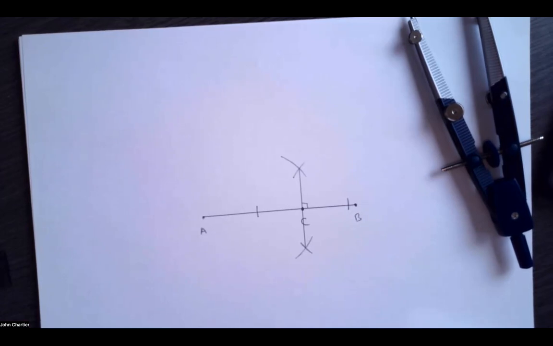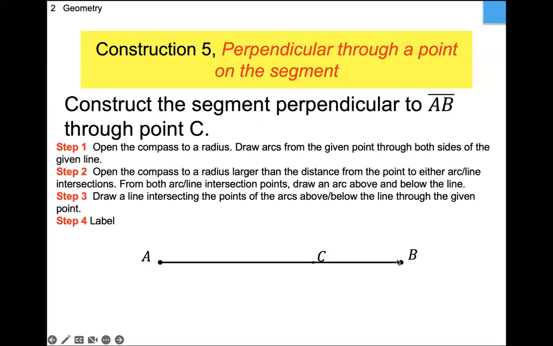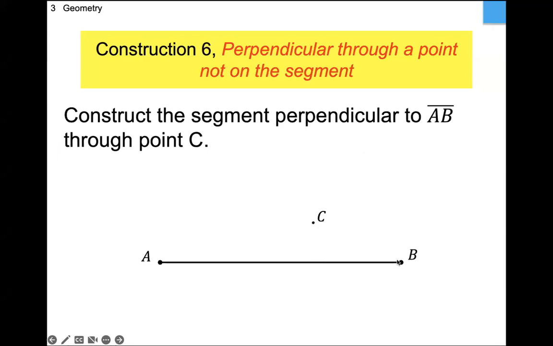All right, let's see what the next construction is. So the next construction is, point C is going to be above the line. It could be below as well, too. You just flip it upside down. All right, so let me set up for that one.